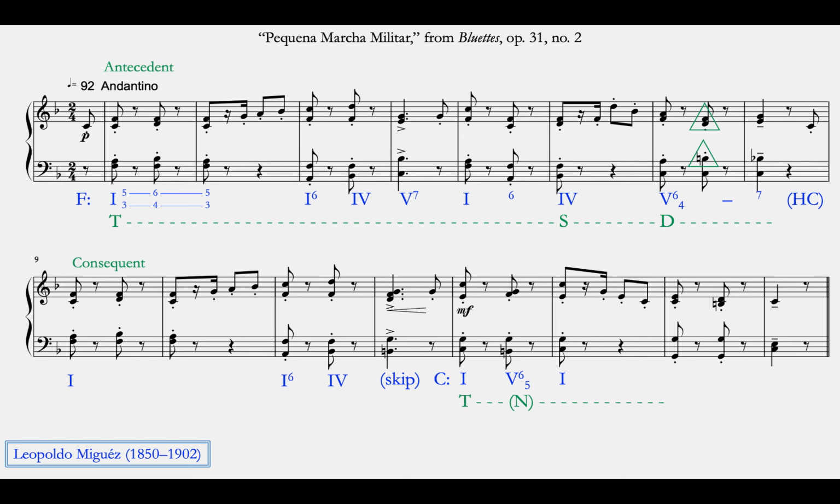And how about the last 2 bars? How do we wrap up this antecedent consequent pair and lead to a strong cadence? So we end with cadential 6/4 to 5/3, going to 1 for a PAC. It's a PAC in the key of C major, so this passage on the screen starts in one key and ends with a PAC in another key. That's a technique called modulation that you'll study next term.